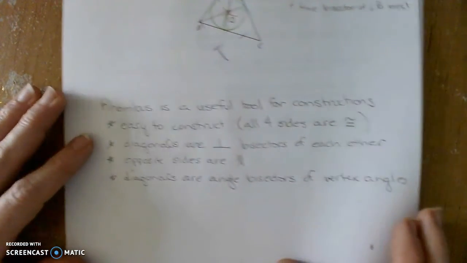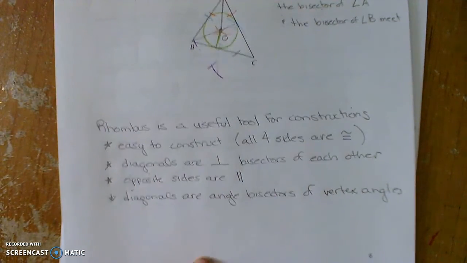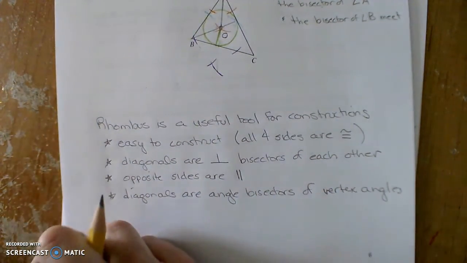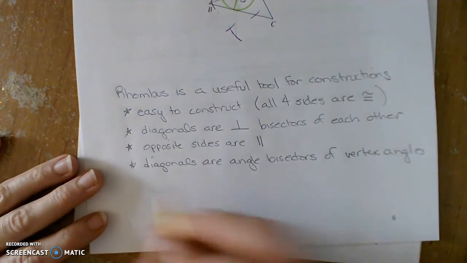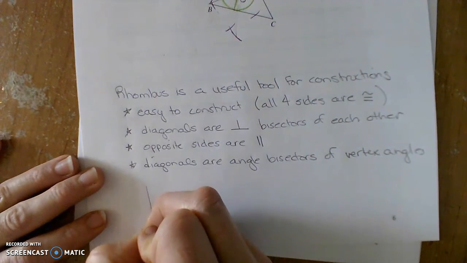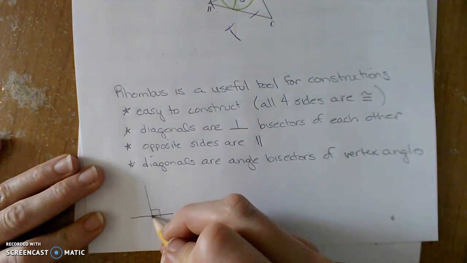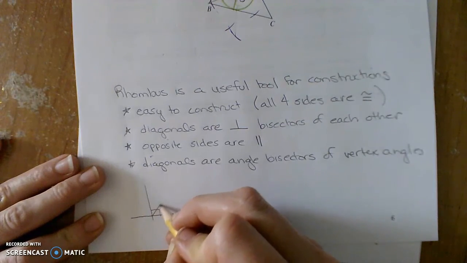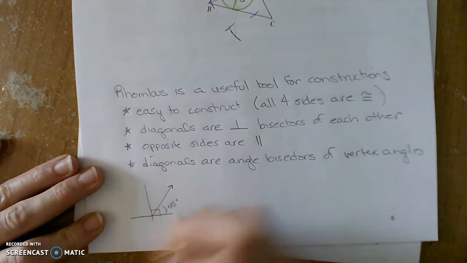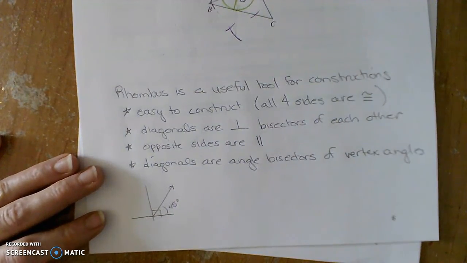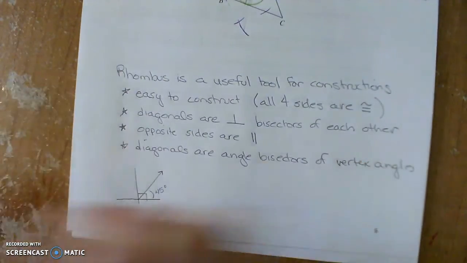And angle bisectors are useful for making incircles. They're also useful when constructing different angles. For example, if I wanted to construct a 45-degree angle, I can use a rhombus to construct a 90-degree angle, and then I could use another rhombus construction to bisect that 90-degree angle, and then you have a 45-degree angle. So rhombuses are super useful, and you'll see them used over and over again in constructions.